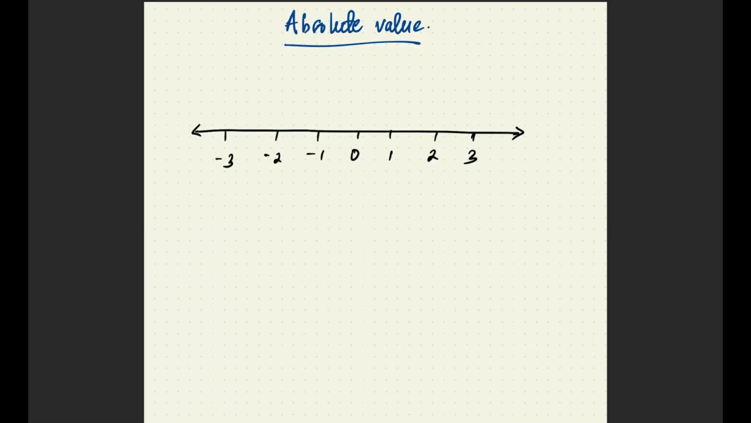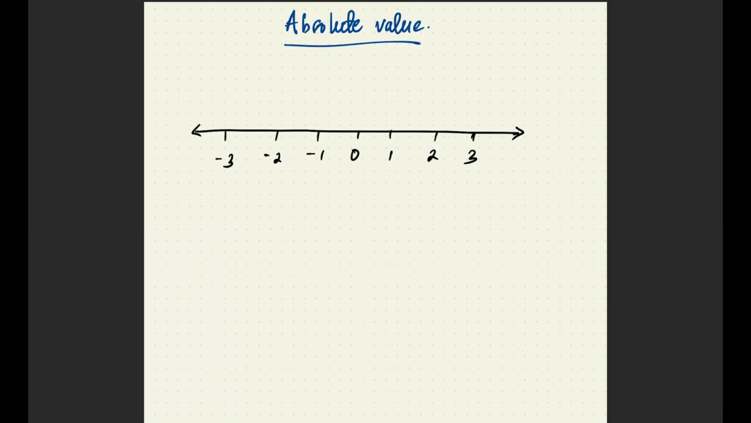Hey guys, welcome back. In this video, we're going to talk about absolute values and evaluating limits with absolute values. This might seem like a tricky concept, but trust me, it's really not too bad if you pay attention to what needs to be done to solve this sort of question.